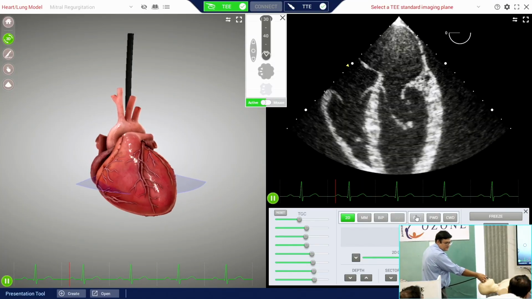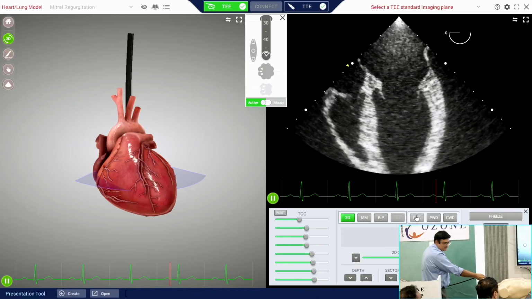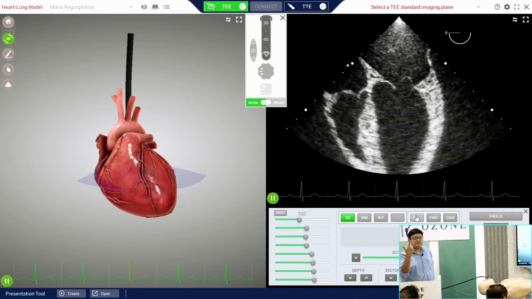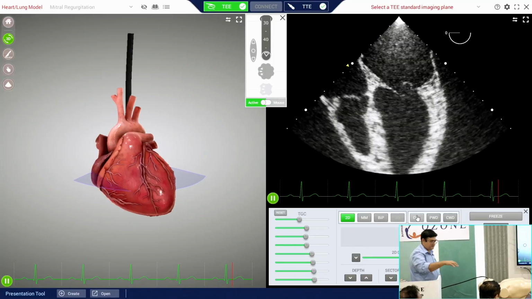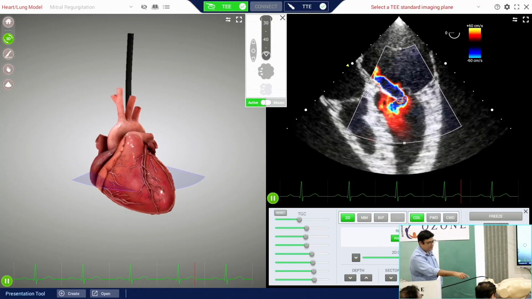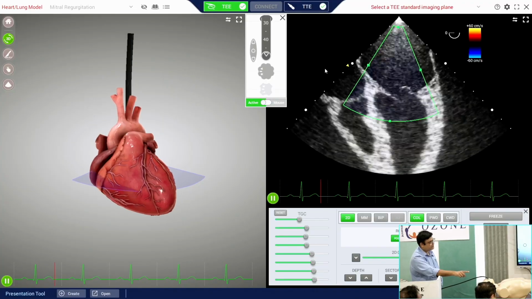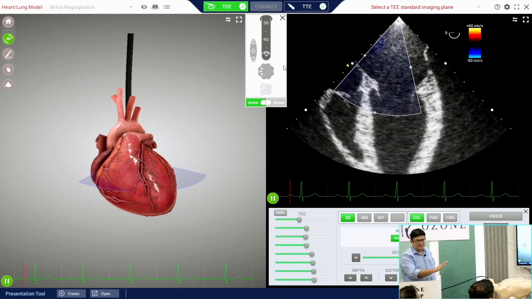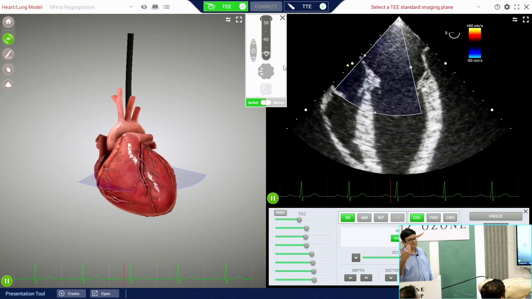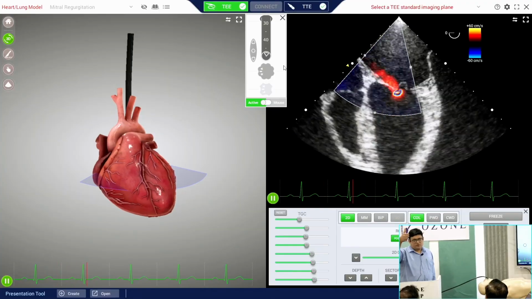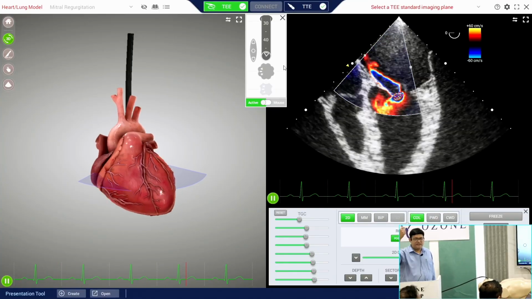So once I am done with this, I will come up above again. Once I have examined the morphology, the next step is to put a color Doppler. So when you put a color Doppler, what you see is an eccentric jet over the AML, and the affected segment is the PML. So this is type 2 MR. So I have found out the location of the MR, I have found out the mechanism of MR.